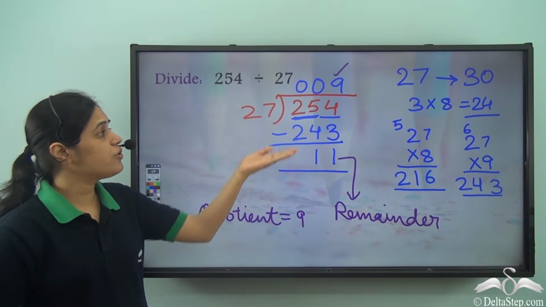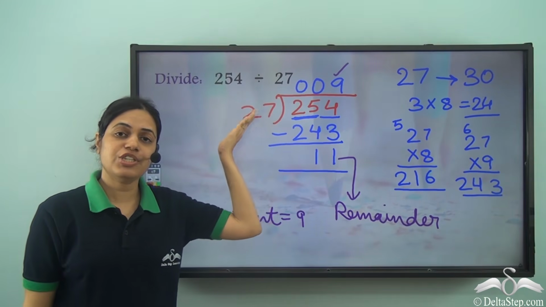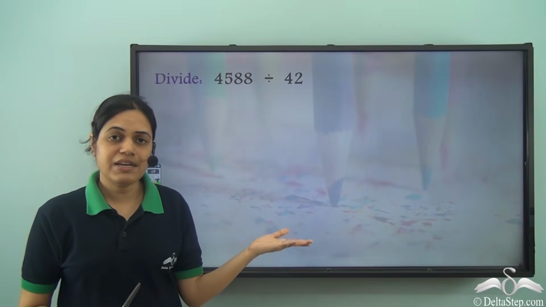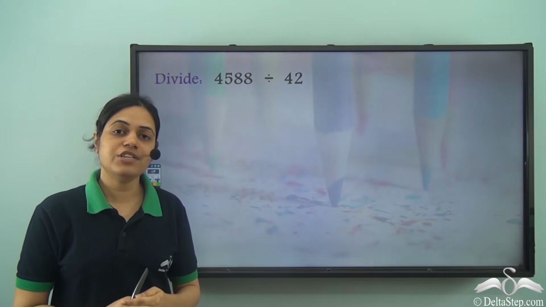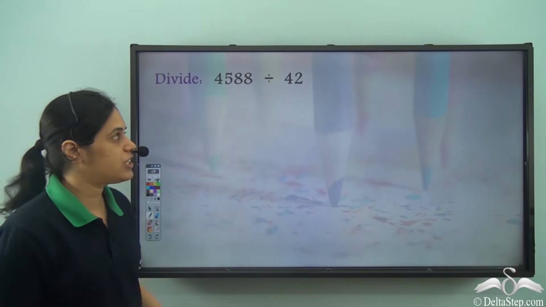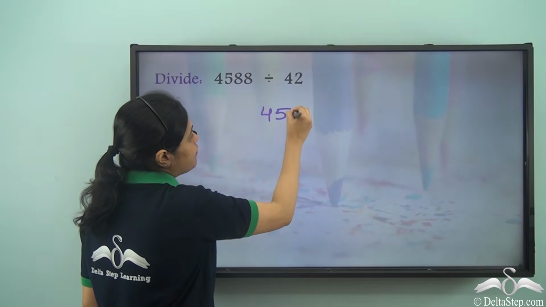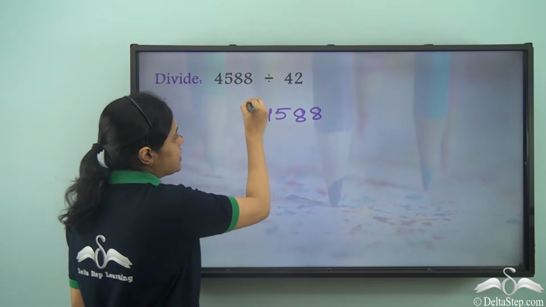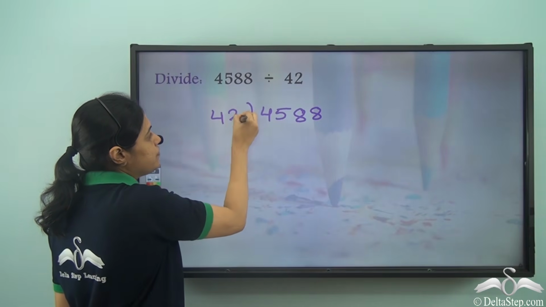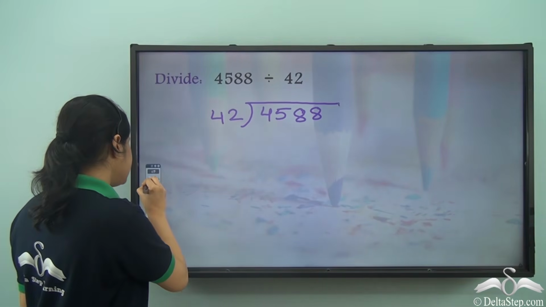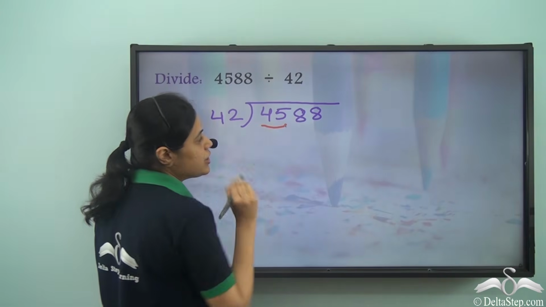So this is how you can divide any 3-digit number by a 2-digit number. Similarly, we can also divide a 4-digit number by a 2-digit number. So let us see. I need to divide 4588 by 42. So we always consider the first 2 digits.